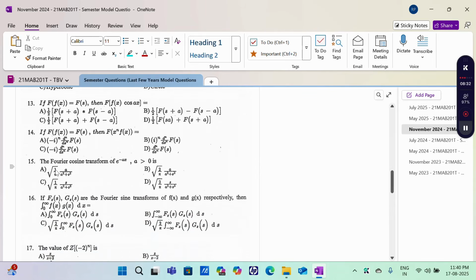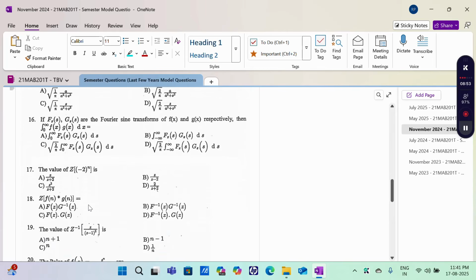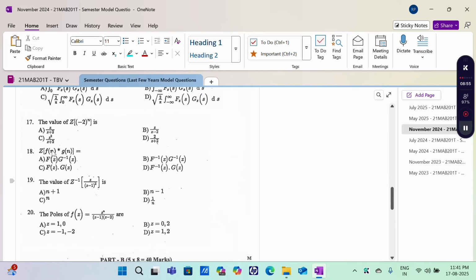And 13th to 16th are unit 4, Fourier transform. So the 13th question is a property, and the 14th question is also based on the property, and cosine transform to calculate, and then here the convolution theorem. So these 4 questions are mostly related to solving property. So 17 to 20 is the Z transform of f of n, and this is a convolution theorem, the Z transform of convolution theorem, the inverse transform, and then poles to calculate. So these are Z transform.